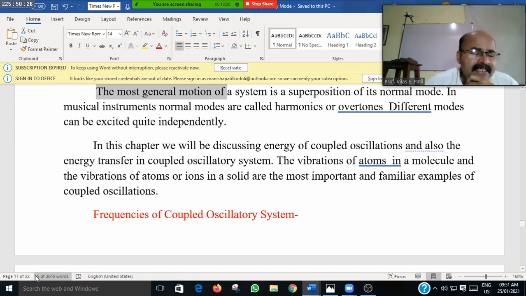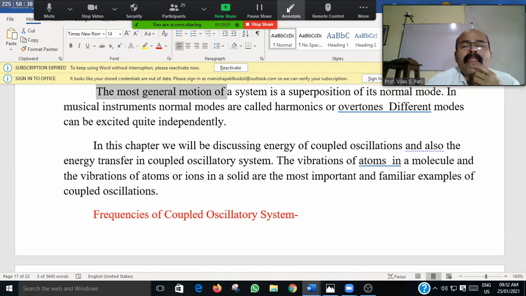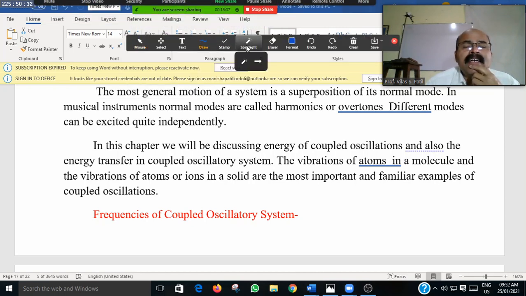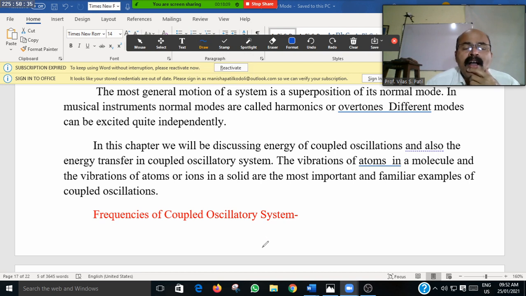Consider, I am taking here one animation. Consider here, we draw, this is one atom, this is another atom, this is another atom. In case of crystal structure, these atoms are regularly arranged.